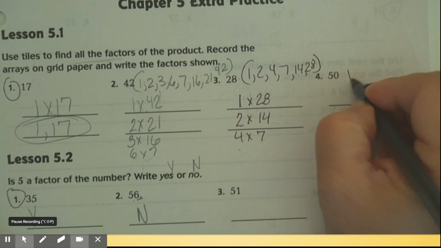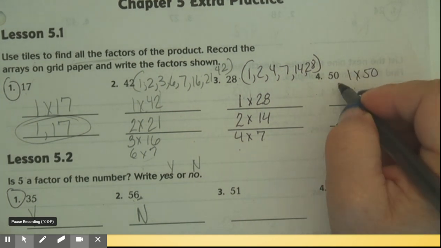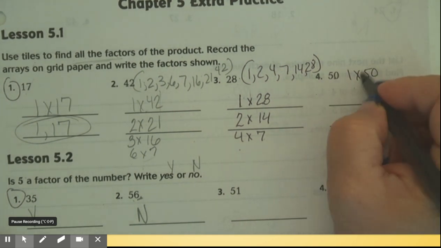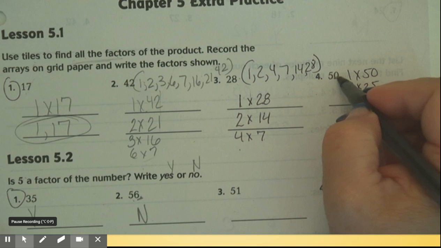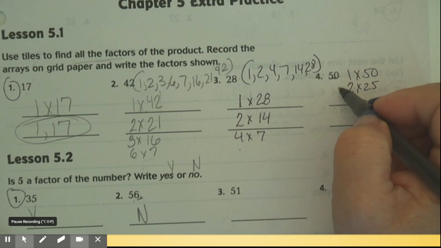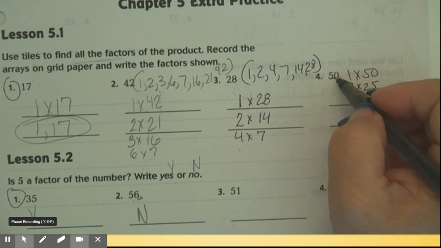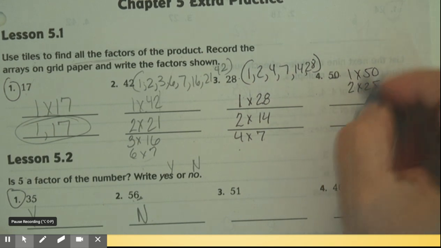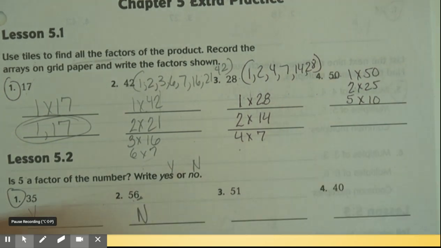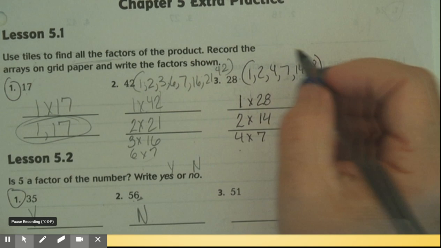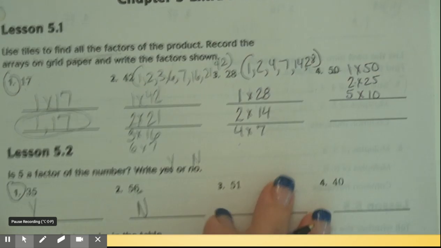50. So I know there's 1 times 50, so this is definitely going to be composite because it's even. So there's going to be a 2, 2 times 25. 3, there is not a 3 because if I add these digits, it's a 5 and a 0. The secret of the 3 is it has to be a multiple of a 3. 4, well, no 4. 5, yes. 5 times 10 is 50. 6. So that is the end of our factors for 50.